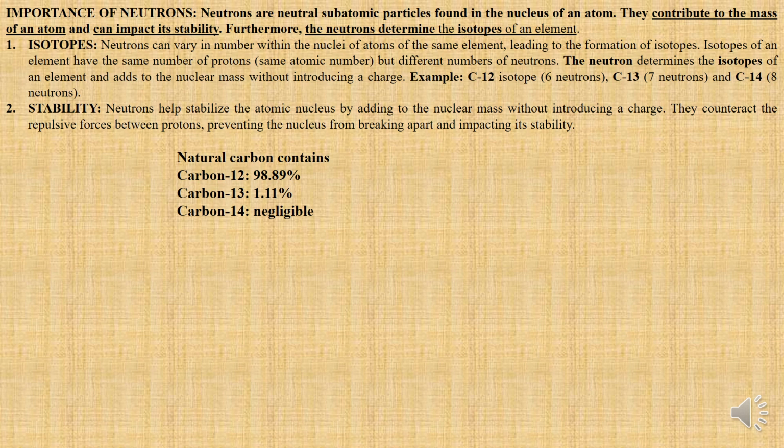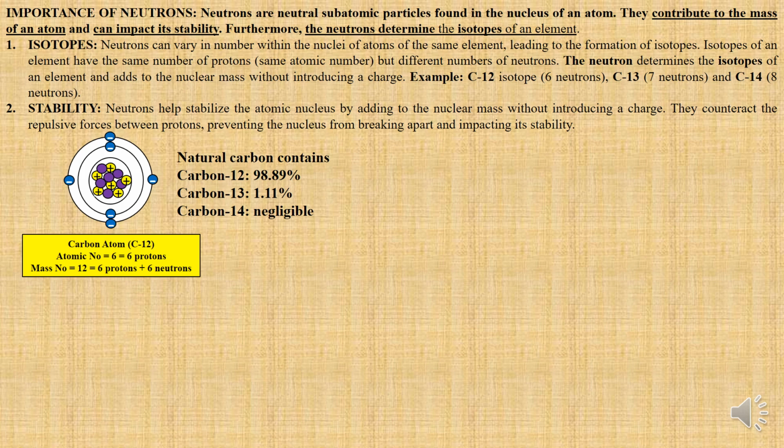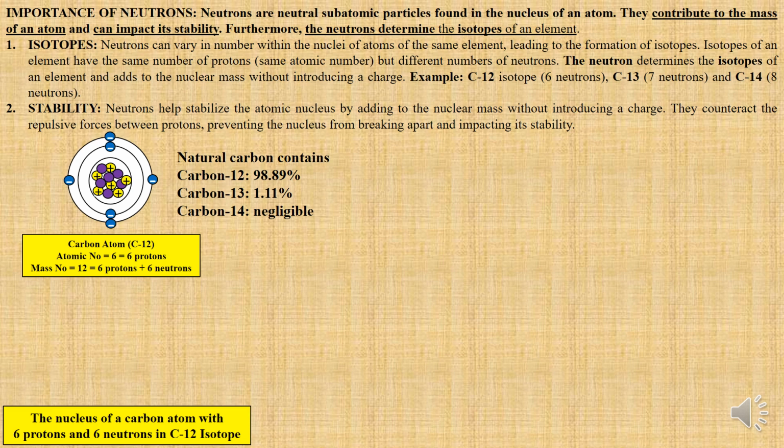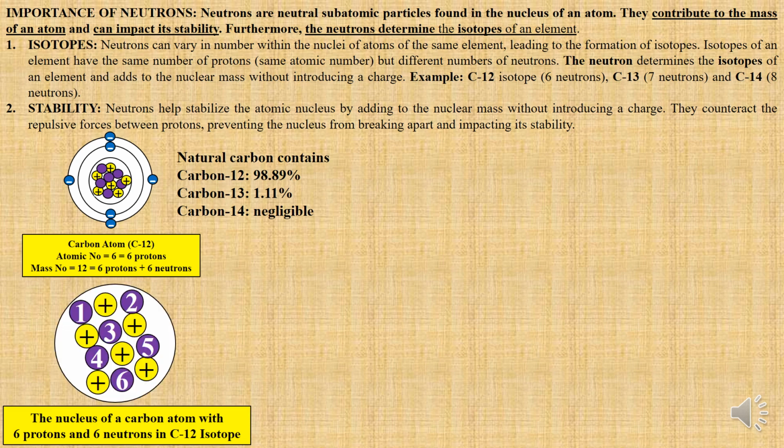Let's begin with the carbon 12 isotope. The carbon 12 isotope, its atomic number is 6 and mass number is 12. Why is its atomic number 6? So when we look closer into the nucleus of the carbon 12 isotope, we find there are 6 protons in the nucleus and 6 neutrons. And therefore, atomic number is 6 and mass number is 12.